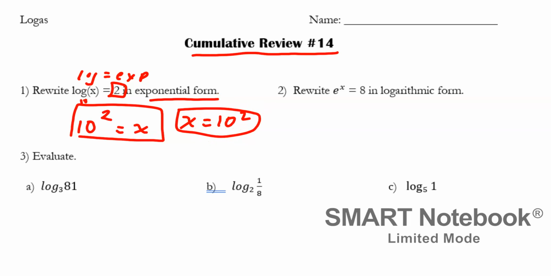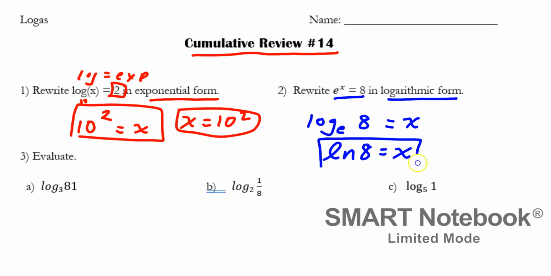Number 2, rewrite e to the x in log form. So if we're going backwards, we need log base something equals my exponent. So in this situation, my exponent is x, so that has to be over here. So technically we have log base e of 8, but log base e has a better name, and it's ln. So it's just ln of 8 equals x. You also could write x equals ln of 8.